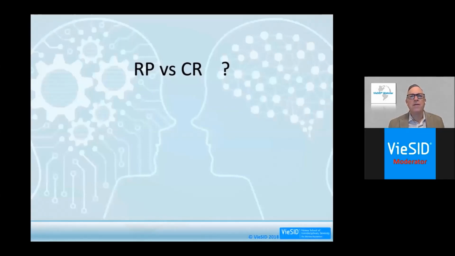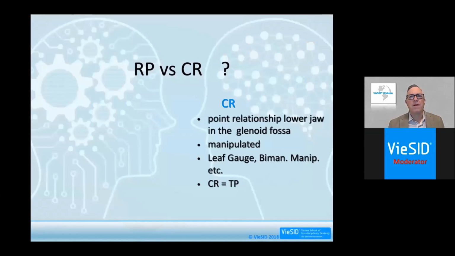So what's the difference between the term reference position and centric relation? Centric relation is a point relationship of the lower jaw in the glenoid fossa. Typically, it's a manipulated position, and often we do things like leaf gauge by manual manipulation to find it. And usually our centric relation position is also our treatment position.